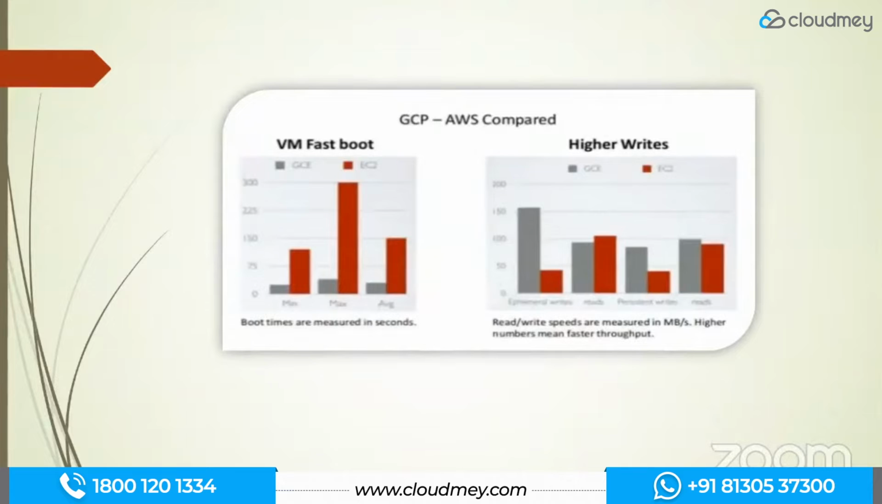And the same is comparable in the higher writing speeds also. So read and write, like suppose you are putting any data on that particular application server, and you are reading any data from that application server, it's very fast compared to AWS and Azure. So these are the reasons why we prefer GCP. And also GCP uses renewable resources in their data centers, right? With that, it also looks after the environment.